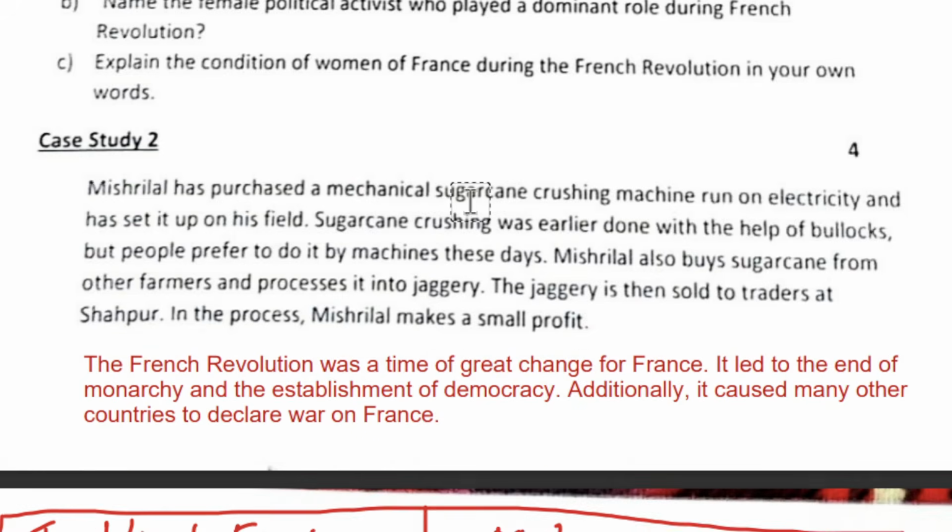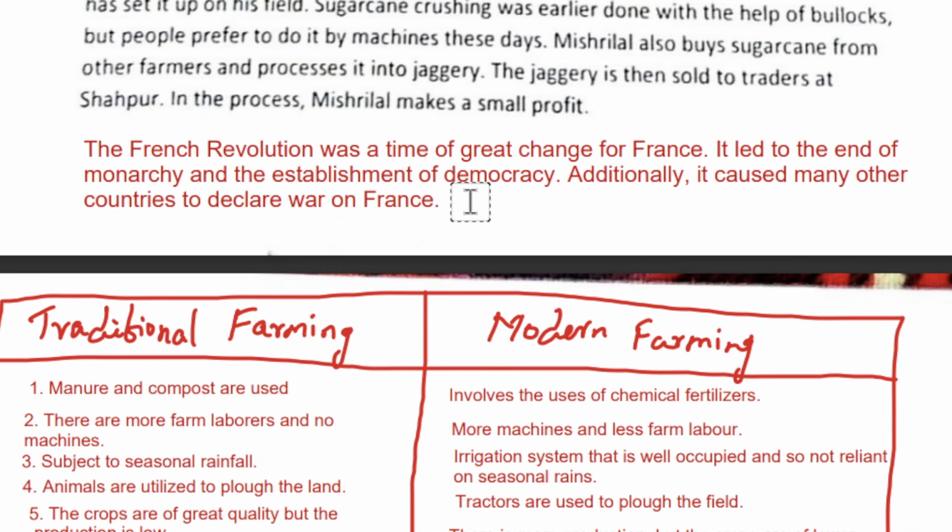Okay, next, we have a case study here. Mishal has purchased a mechanical sugarcane crushing machine on electricity, and he has set it up on his field. Sugarcane crushing was earlier done with the help of bullocks, but people prefer to do it by machine these days. Mishal also buys sugarcane from other farmers and processes it into jaggery. The jaggery is then sold to traders at Shahpur. In this process, Mishal makes a small profit.